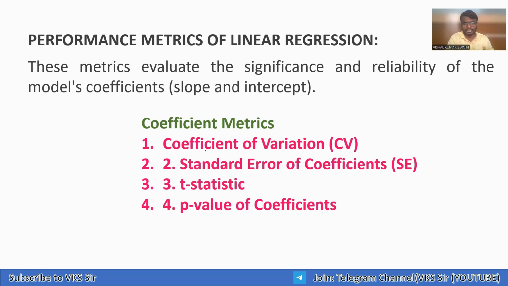These metrics evaluate the significance and reliability of the model coefficients, that is, the slope and intercept. Here are the coefficient of variation, then the standard error of the coefficient, and the P statistic and P value of the coefficient. Please ignore this one, it is just my typing error. So there are a total of 4 parts coming. So these are the things.